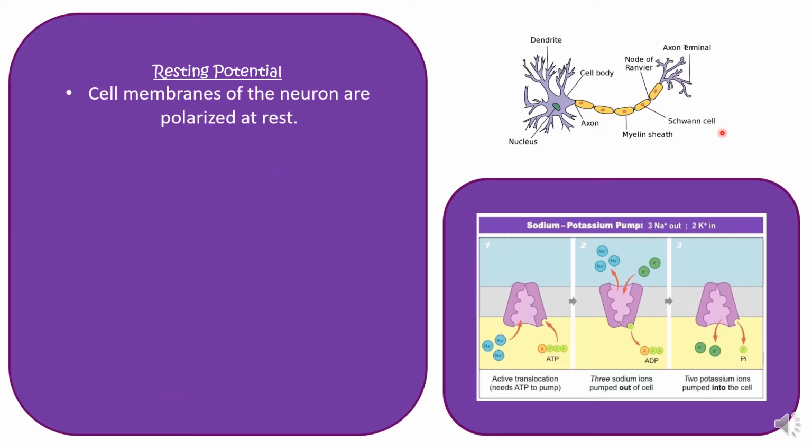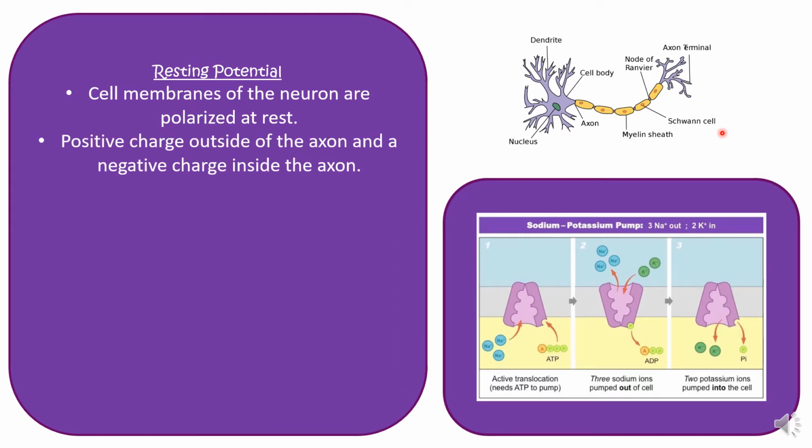Okay, so resting potential. Every neuron, if it's not transmitting a nerve impulse, is said to be at resting potential because all neurons are still polarized at rest. We can refer to nerve impulses as electrical impulses as well. During resting potential, there's a positive charge outside of the axon and a negative charge inside the axon. So we're thinking about the long axon here of the nerve cell.